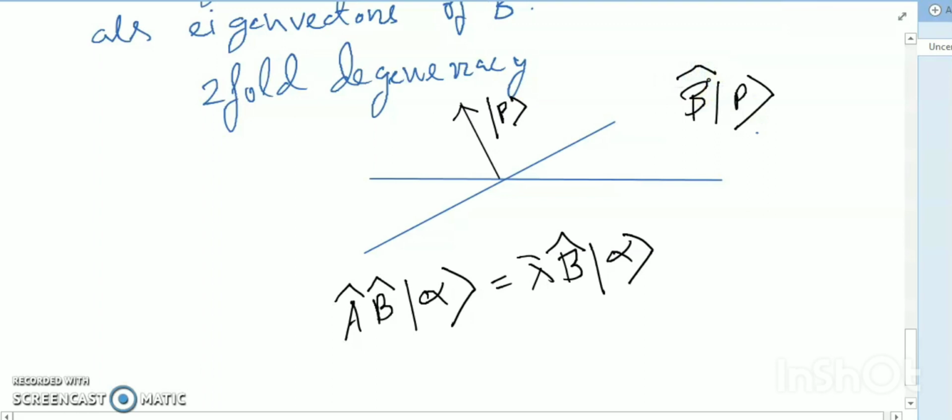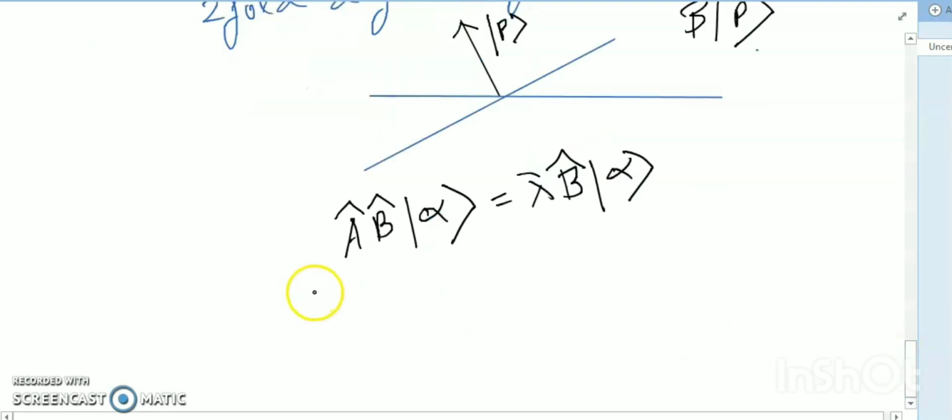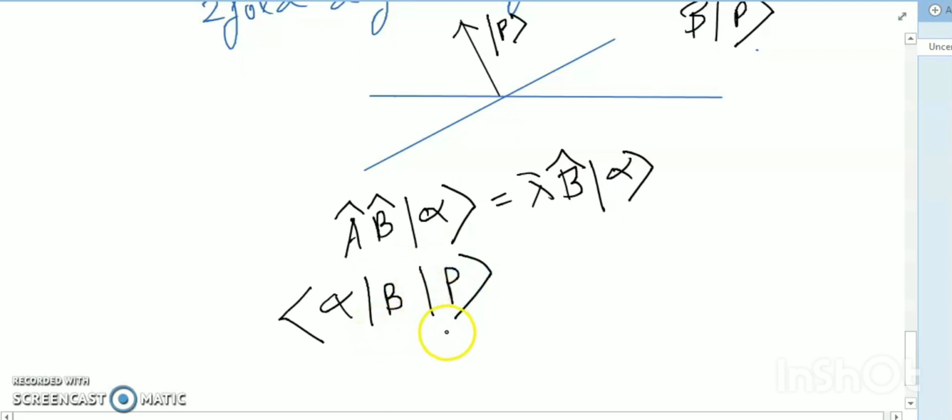Let's take the inner product with alpha, which is an arbitrary vector in the eigenspace. B is an observable.